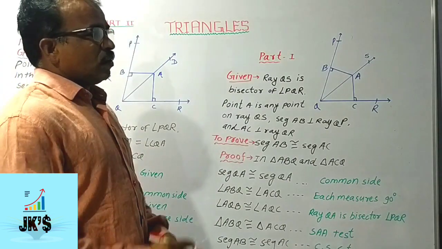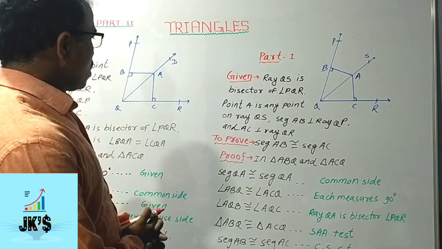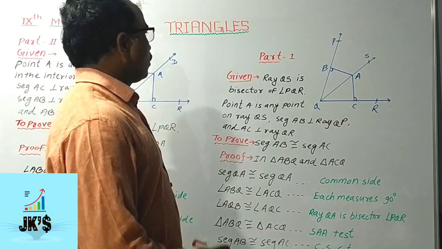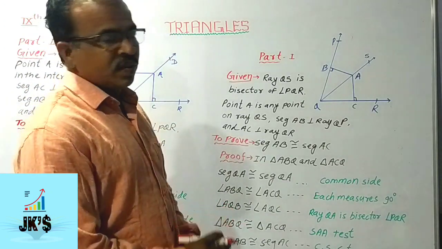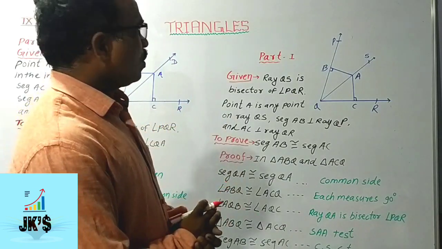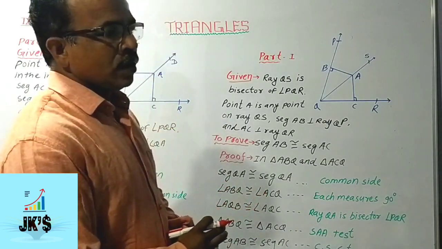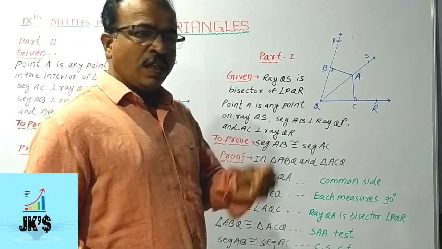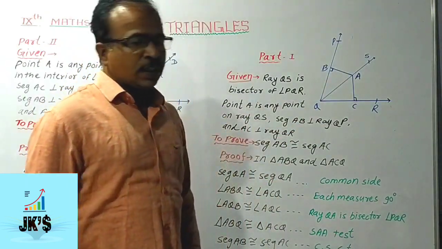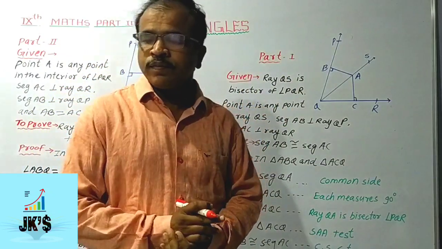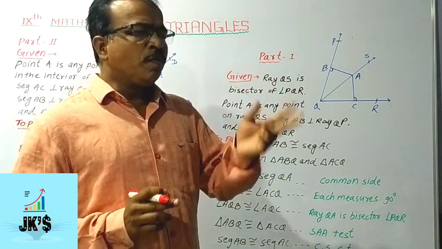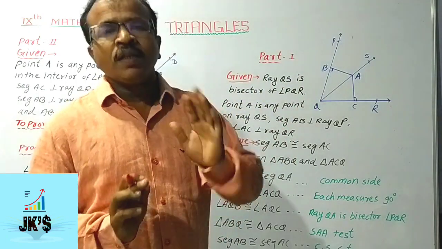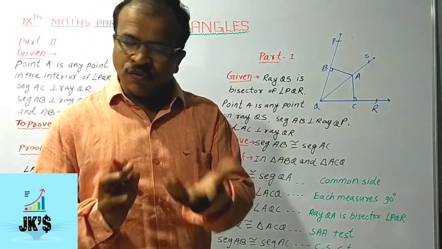Today we are taking the new theorem, that is the perpendicular angle bisector theorem. In the last video we had studied the perpendicular bisector theorem. In that theorem there are two parts. Those two parts are nothing but the first one is the theorem and the second is the converse.